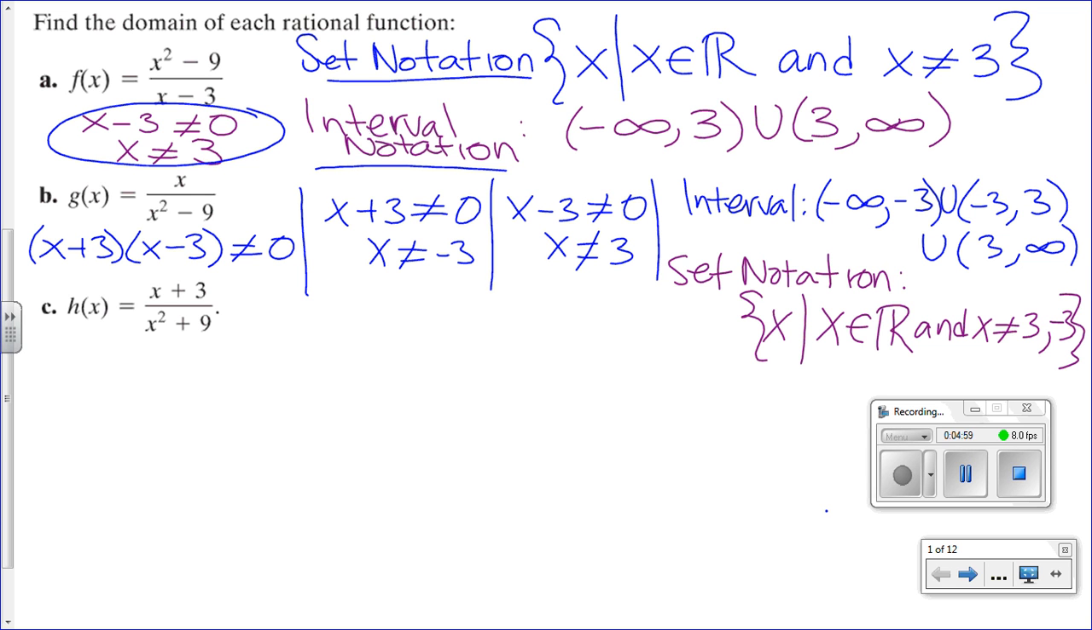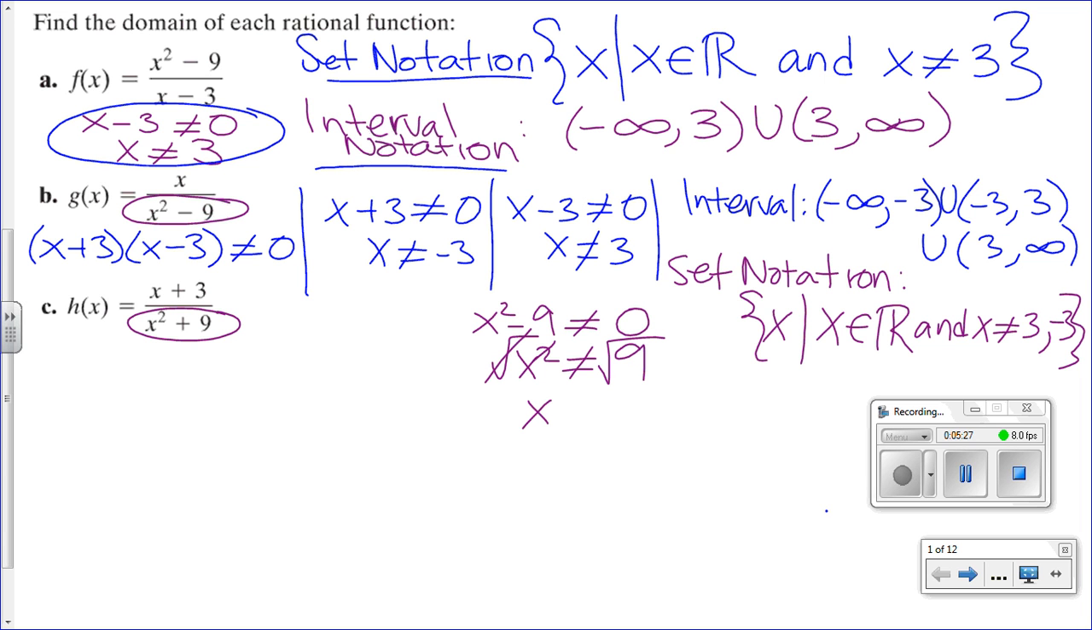Now, I wanted to do C with you because there's another way to solve part B. I don't know if any of you did it that way, but I'll write it down. You could take the denominator and say that it cannot equal 0. If the 9 is subtracting from the x squared and we move it across, it will be x squared cannot equal positive 9. Now, how do we undo a square? Square root, right? The square root will take care of the square because they're inverse operations. But 9 has 2 square roots. What are those? Plus 3 and negative 3, thank you. Those are the same numbers that we got before.